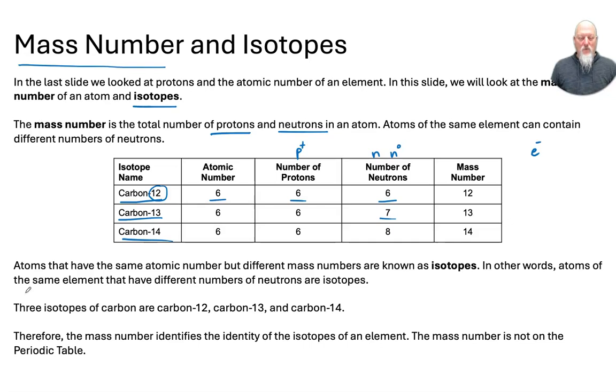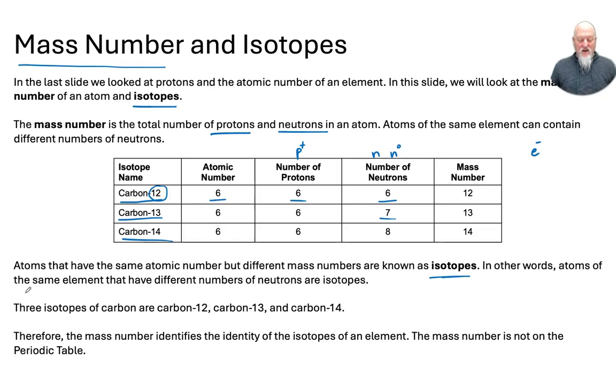All right, so isotopes are atoms that have the same number of protons but different numbers of neutrons. So they must be of the same element because they have the same number of protons. So isotopes are atoms of an element that have different numbers of neutrons. We can say this in a bunch of different ways. We can say isotopes are atoms that have the same atomic number but different mass numbers, same number of protons, different number of neutrons, however you want to say it, but that's what isotopes are. They're atoms of the same element that have different numbers of neutrons.